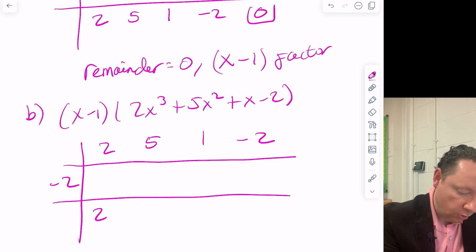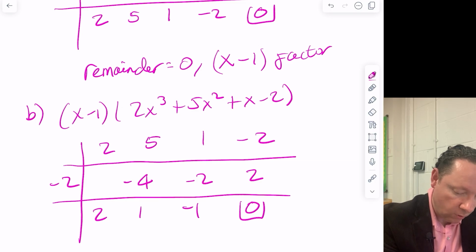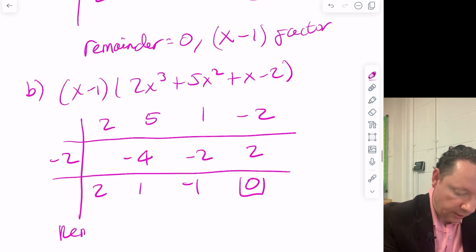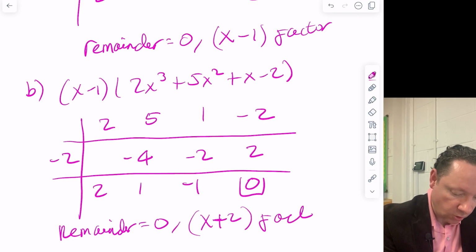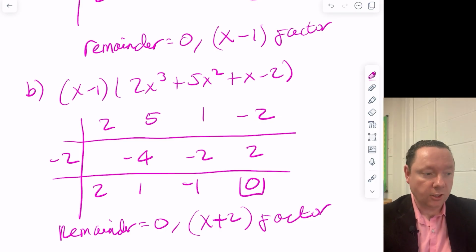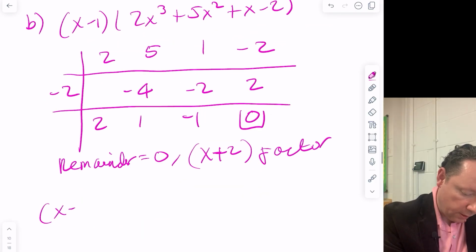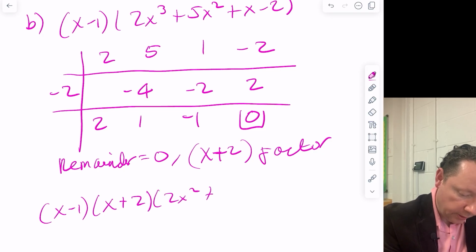So I get 2, 2 2s is 4, 5 minus 4 is 1, that's minus 2, plus 1 is minus 1, that's 2, that's 0. So again, remainder 0. That means that x plus 2 is a factor, because I put in minus 2. So then we can continue to factorise: x minus 1, x plus 2, and 2x squared plus x minus 1.